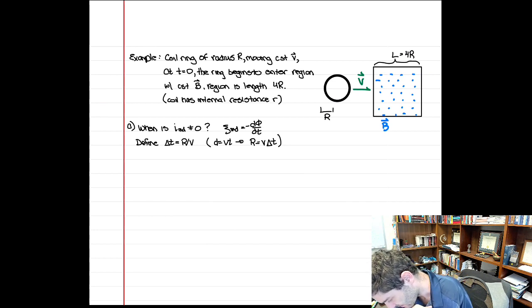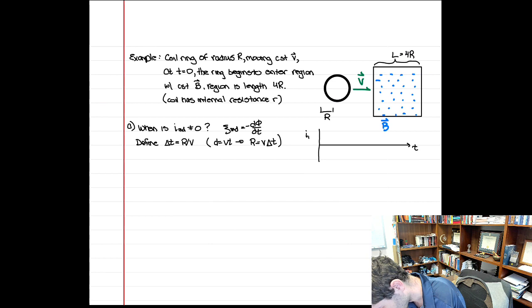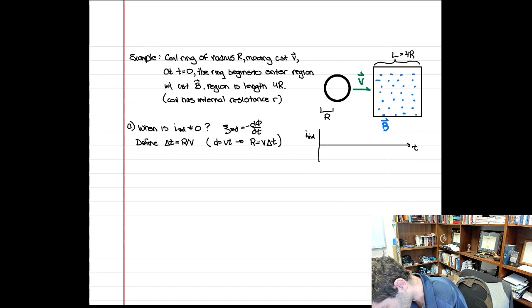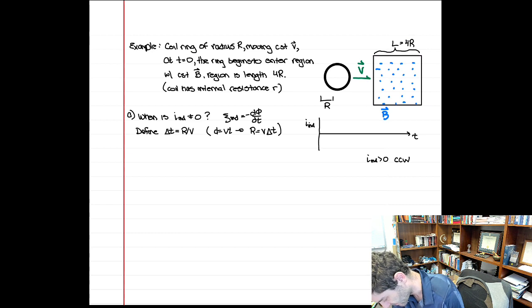So then if we are to make some sort of qualitative plot as a function of time, we're going to ask ourselves, what is the magnitude of the induced current? On this plot, we'll plot it as a positive number when it's counterclockwise. We'll follow the usual convention like angles, and then we'll say that the induced current is negative when it's clockwise.